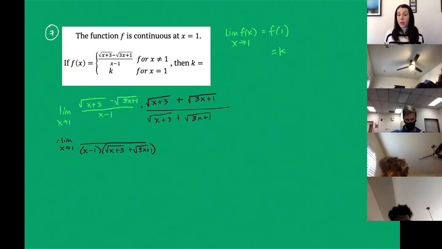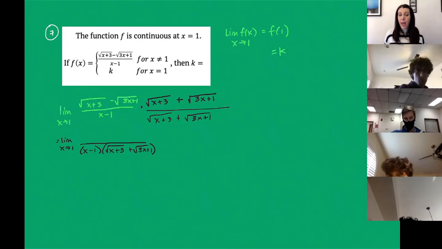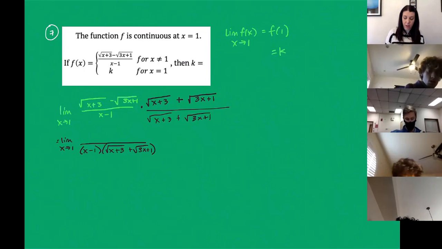And now the numerator is what I want to simplify. I do want to FOIL the numerator, but remember, since it's the conjugate, you're not really doing first, outside, inside, last. You're just doing first and last because the OI part of the FOIL is going to cancel out because of our conjugates.